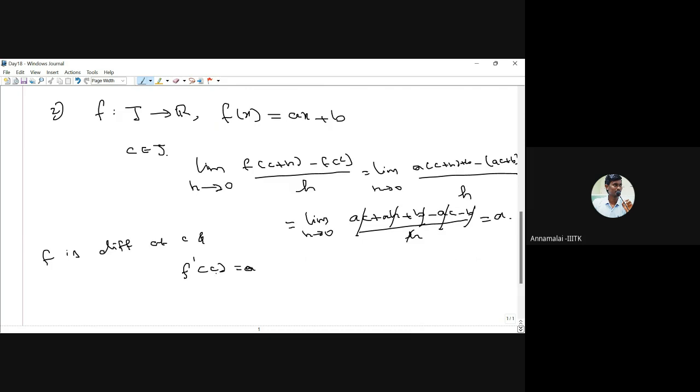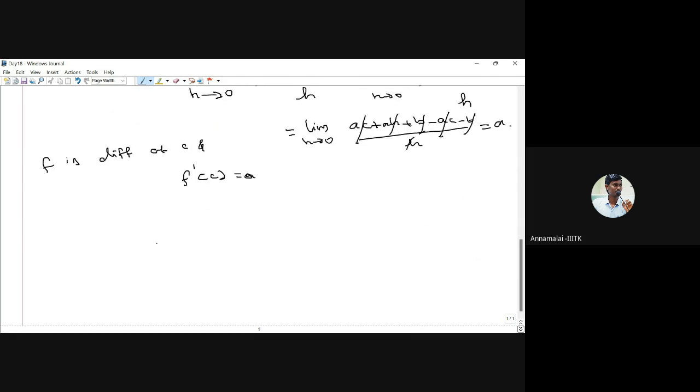So similarly, we can extend this to x power n. The derivative of x power n is n into x power n minus 1. Suppose f of x equals x power n; the derivative of the function at any point is n into x power n minus 1. So we have to find f of c plus h minus f of c. We have to use the binomial theorem, and then we can easily find this. So first you have to find f of c plus h minus f of c, and then divide by h and then take the limit h goes to 0.